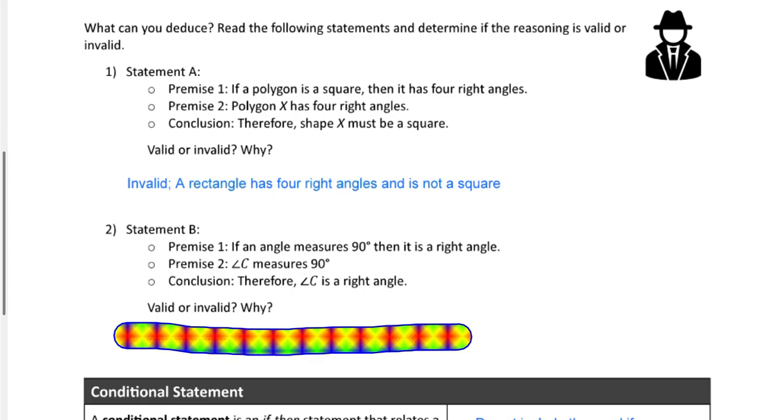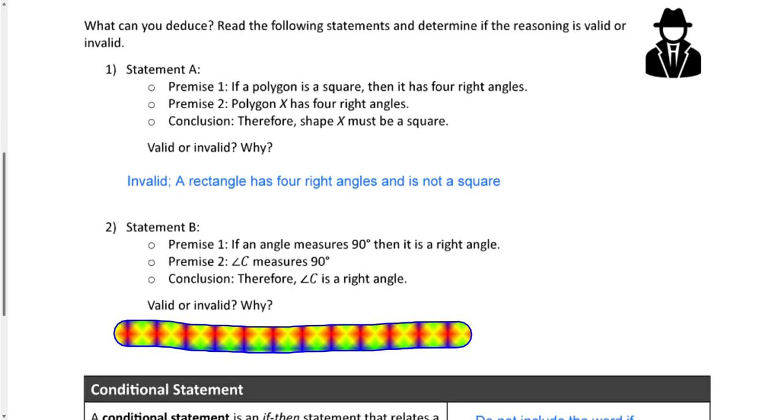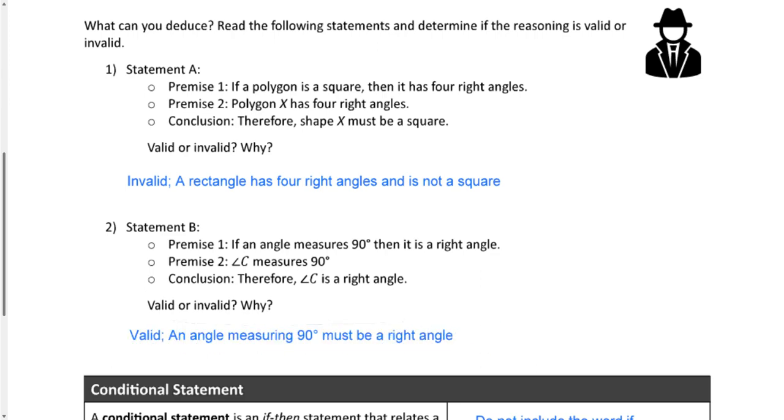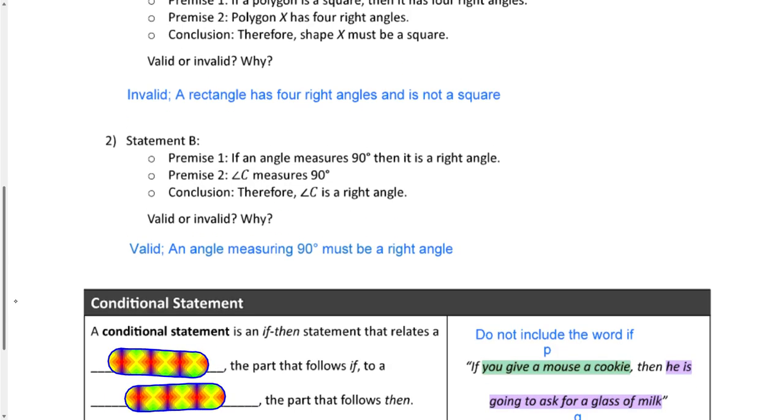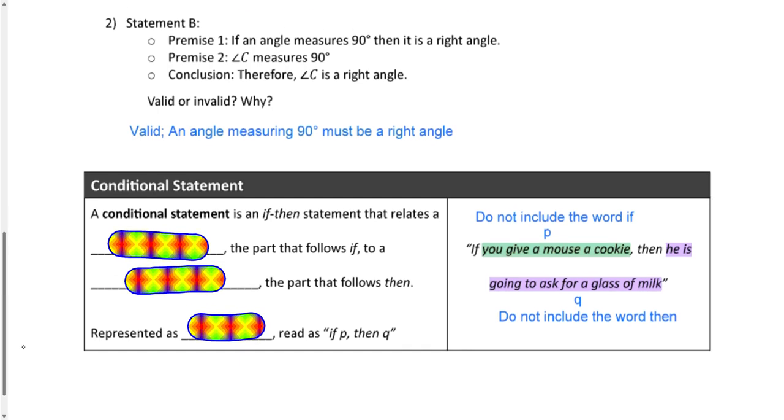All right, let's take a look at statement B. In your first premise, you have an angle that measures 90 degrees, then it is a right angle. So if angle C measures 90 degrees, therefore angle C has to be a right angle, right? Well, are there any other measurements that make right angles? No. So would this be invalid or valid? This is going to be valid. Why? Because if an angle is measuring 90 degrees, then it must be a right angle. That is the only way that we can go about that. So valid, an angle measuring 90 degrees must be a right angle.